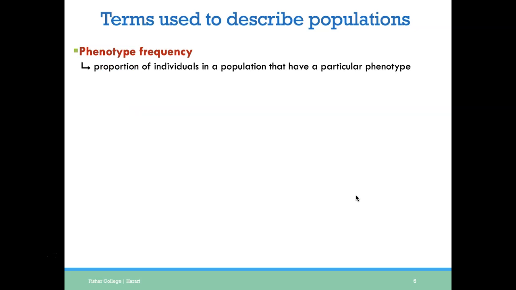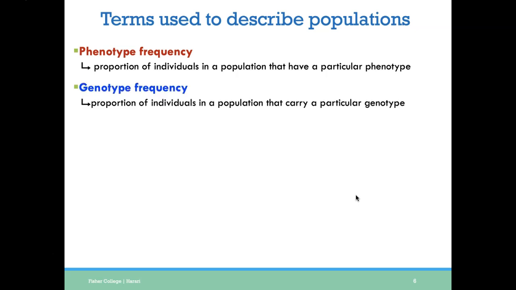So now we have to define two types of frequencies. A phenotype frequency is simply the proportion of individuals in a population that have a certain phenotype. The genotype frequency is a proportion of individuals in a population that carry a particular genotype. Okay, so this is pretty simple.